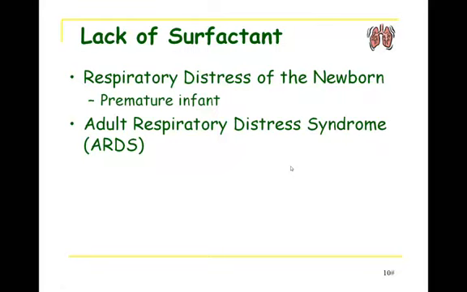Also, you can have what we call adult respiratory distress syndrome, which is associated with insufficient production of surfactant. Surfactant is continuously made in your lungs. There's a rapid turnover of it. It's produced from fatty acids that are extracted from the blood, or from fatty acids actually produced in the lung.